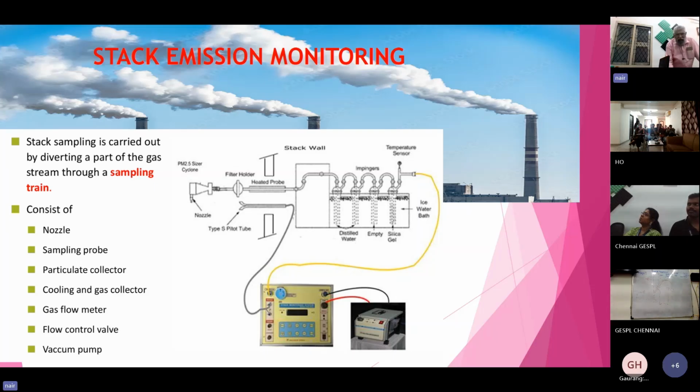See the plume behavior, how it goes. This one goes like this. This goes like this and comes down. This goes straight and then widens. So these are the things you have to see.